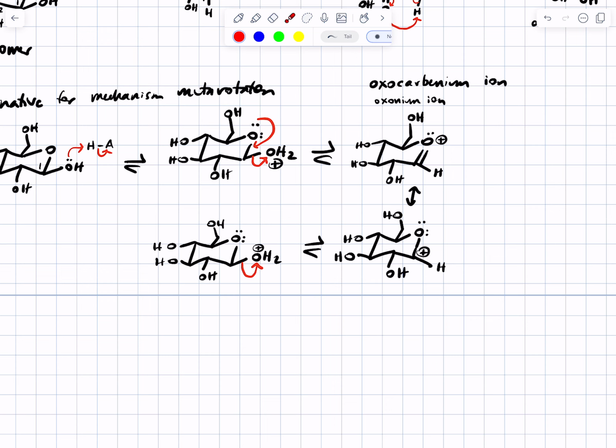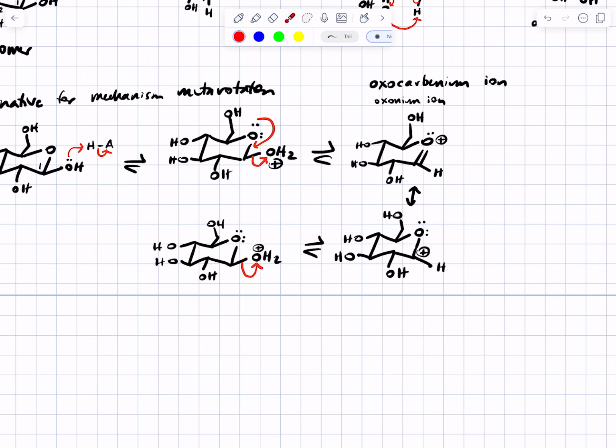So don't worry if you draw a mechanism like this and the answer in your text draws it like this. Those are two interchangeable, identical ways of drawing the mechanism. Any questions about that?